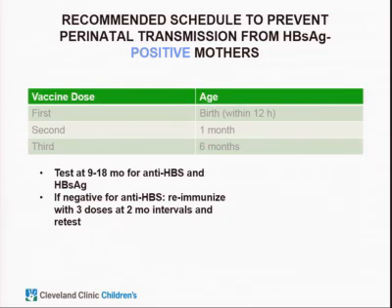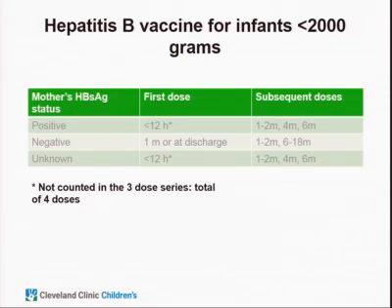And then what we do to see if the baby has become protected is test the baby between 9 and 18 months of age for hepatitis B surface antibody as well as antigen, okay? And if the baby is negative for antibodies, then you want to re-immunize with 3 subsequent doses at 2-month intervals, and then retest after that. This is if mom is known to be positive.